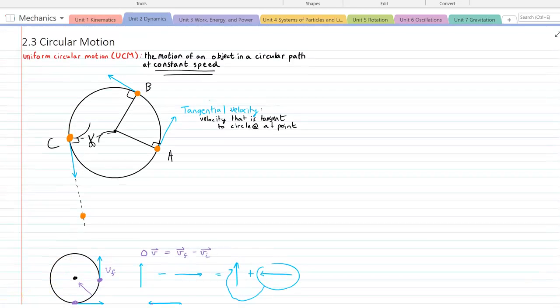And we're going to be looking at free body diagrams in the next 5 videos. So that's it.